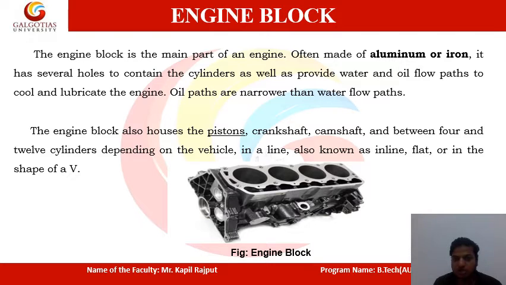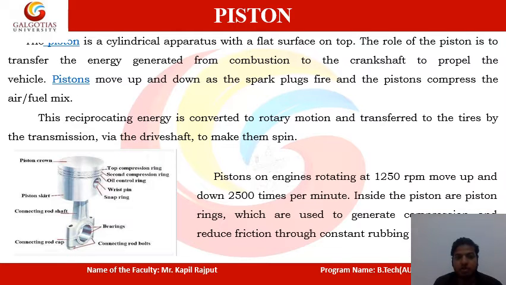different engine blocks are there. Now coming to the piston. Here you can see this is the diagram of the piston. A piston is nothing but a cylindrical apparatus with a flat surface at the top. You can see here the flat surface. The role of the piston is to transfer the energy generated from the combustion to the crankshaft. So on the top of the surface the combustion process will take place and it will push the piston. So it will transfer the energy from the combustion to the crankshaft to propel the vehicle.